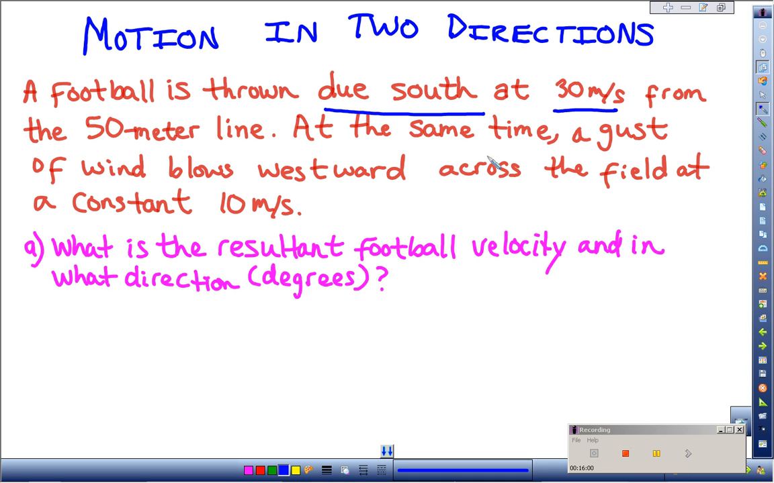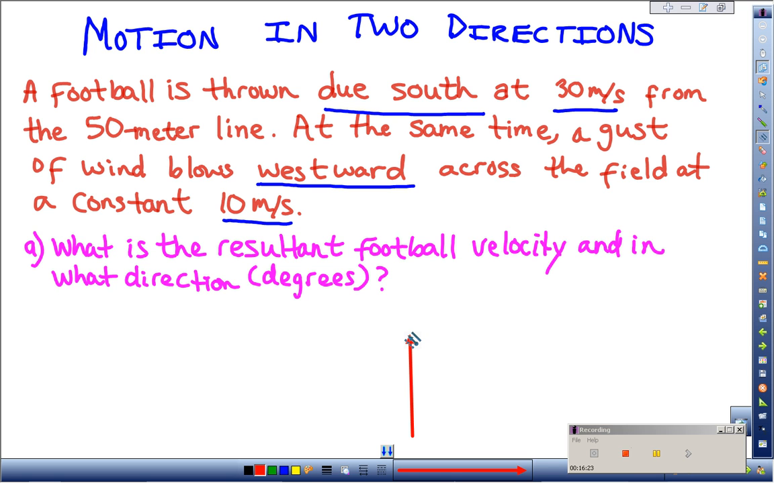At the same time, a gust of wind blows westward, meaning toward the west, across the field at a constant speed of 10 meters per second. It wants to know what is the resultant football velocity and in what direction, in degrees. Well, if you were to draw a picture of this, there's the velocity vector for the football that you've thrown at 30 meters per second.